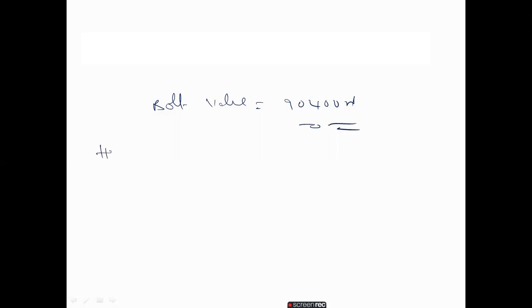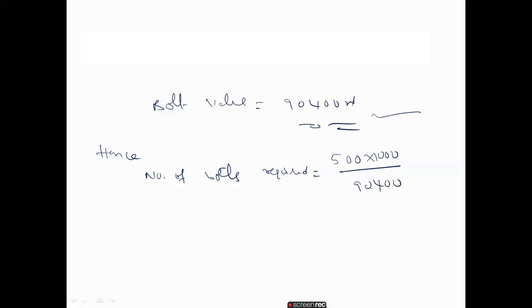Now we have to calculate the number of bolts required. How will we calculate it? The number of bolts is the load divided by the strength. The load given is 500 kilonewtons; converting into newtons, 500 into 1000, divided by the strength value we got, 90,400 newtons. Calculating, we got 5.53 bolts, so approximately provide 6 bolts on each side of the joint.